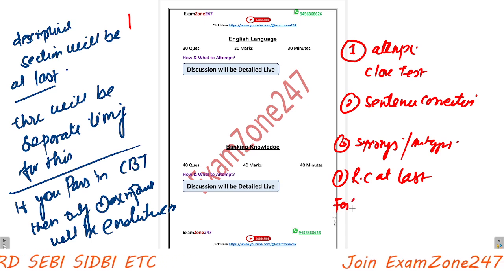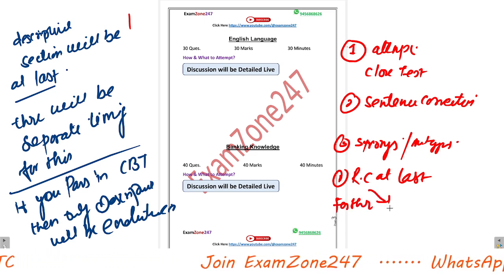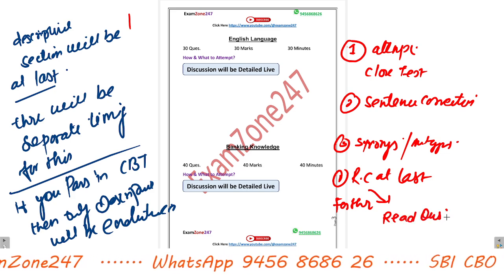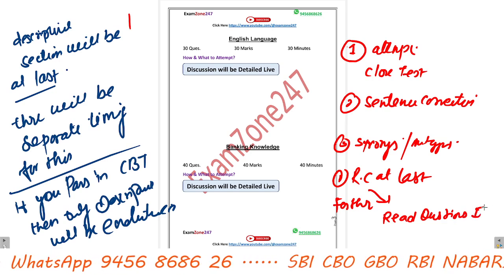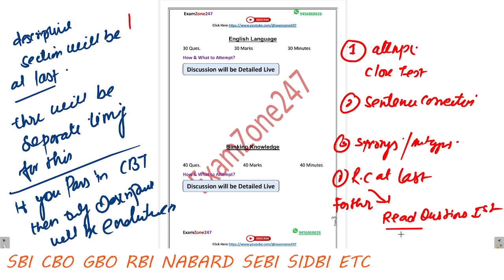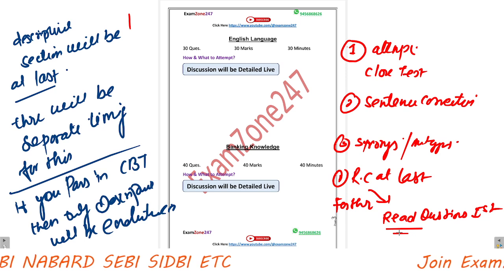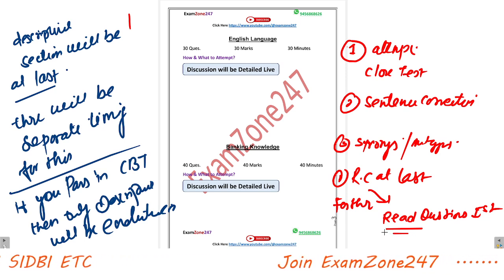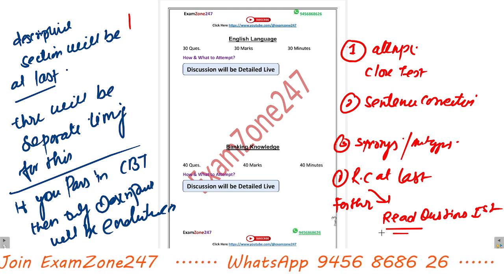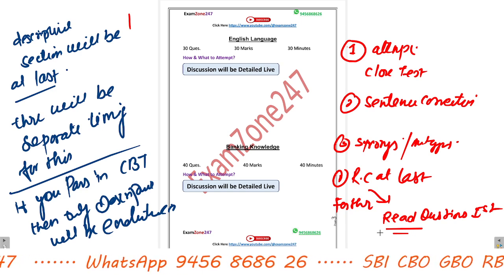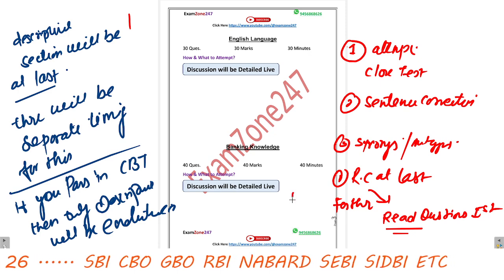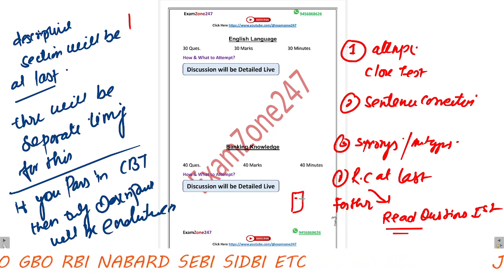Further, in reading comprehension, read the questions first. Okay. Until you read the questions first, you would not be able to answer correctly, because when you study the questions first, you will easily get the points which are being asked in the question. Okay. Do not try to read the whole reading comprehension and then go to the questions.